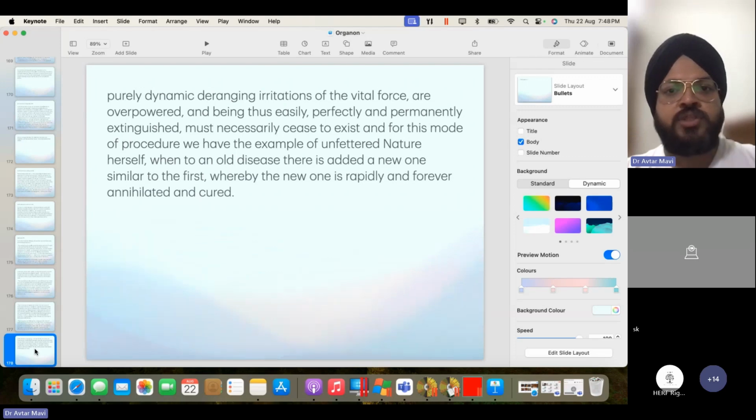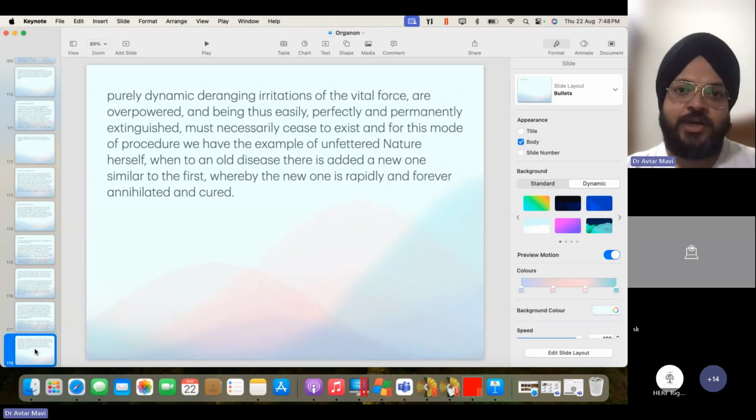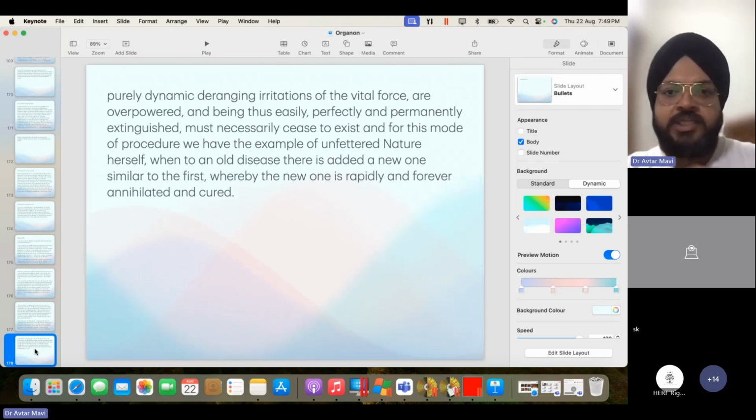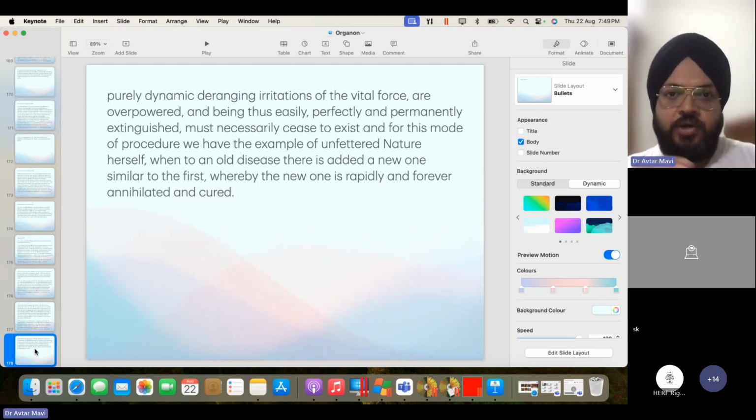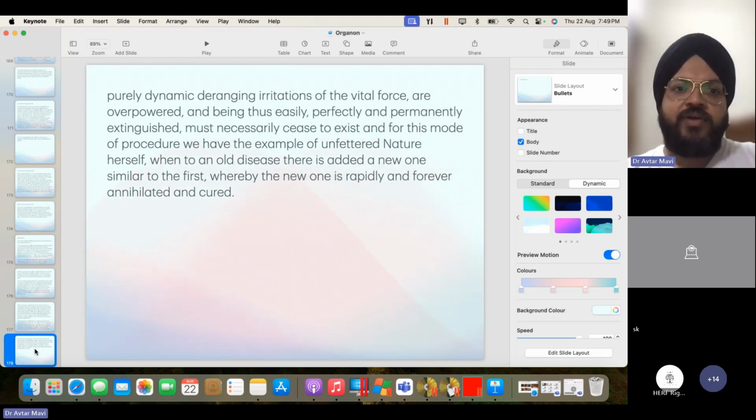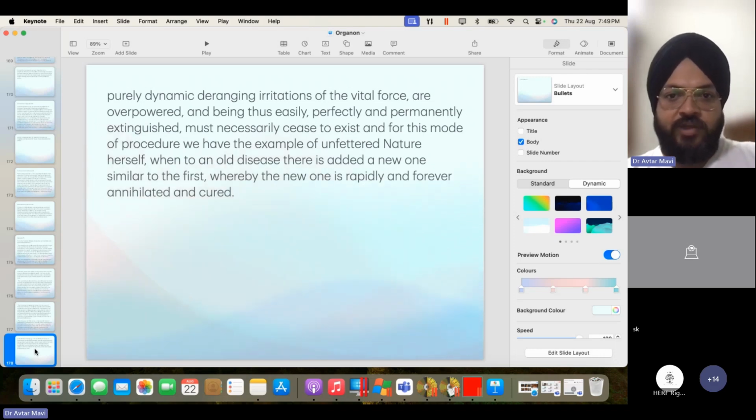And when the vital force is free from the natural disease, only health remains, because health is a normal tendency of the vital force. We get injured somewhere, we get some kind of cut, and the body heals it, because it is a natural tendency of the body to heal, to be healthy. So when the disease is removed, only health remains, and the old disease must necessarily cease to exist. And for this mode of procedure, we have the example of unfettered nature herself, when to an old disease there is added a new one similar to the first, whereby the old one is rapidly and forever annihilated and cured.